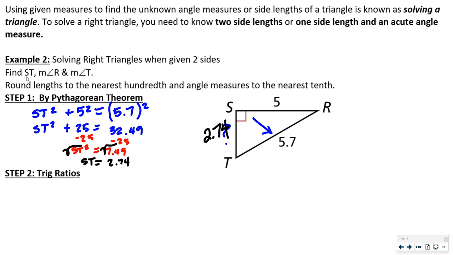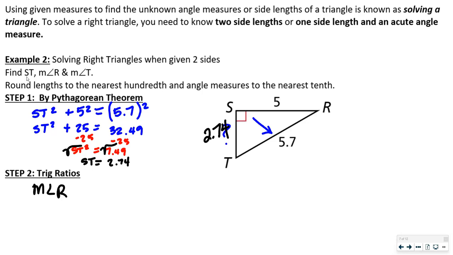Now we could also use the trig ratio here to find that angle. But first we have to find the angles. So step 2 is finding the angles. That's what we're going to do. So we're going to do inverses. Once again, let's look at angle R. We're going to find the measure of angle R.